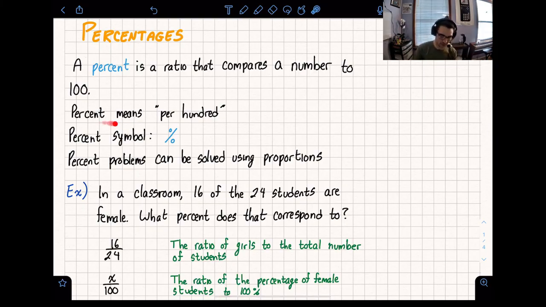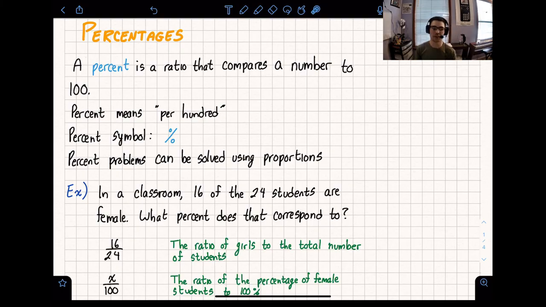This I thought was interesting. Percent literally means per 100. And we should know that a century is 100 years. So per cent, per 100. This is the symbol we use. It's a forward slash with a circle on the top and bottom of it.